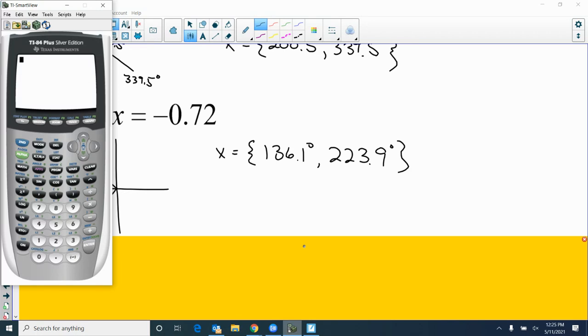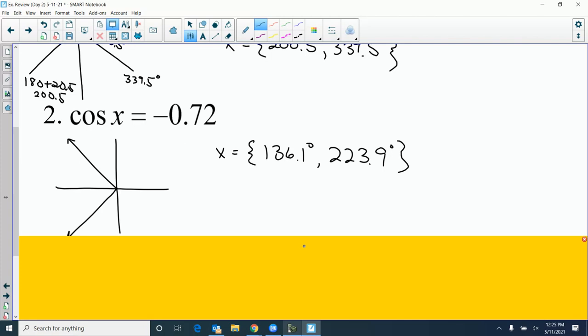So you inverse cosine of negative 0.72. All right, that gives us 136.1. How did you find the second one? Because there's a couple ways. So 180 minus that. And that gave you what? 43.9? Yeah. That's your reference angle? Then made this 43.9? I'm hoping. Okay, and then we take 180 plus that to get that second one.